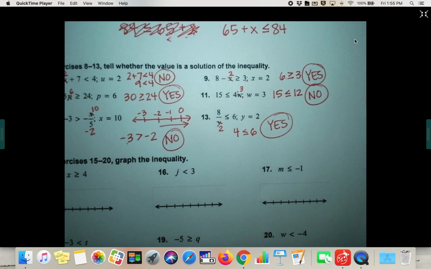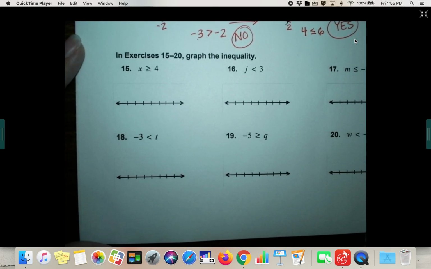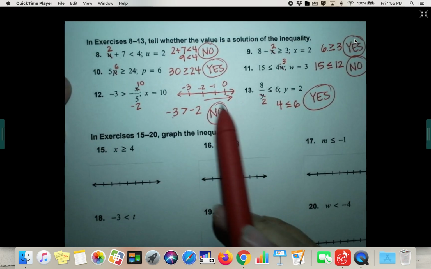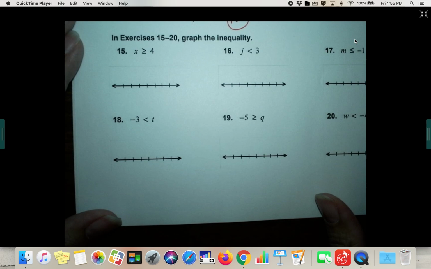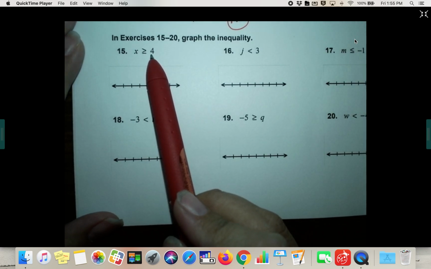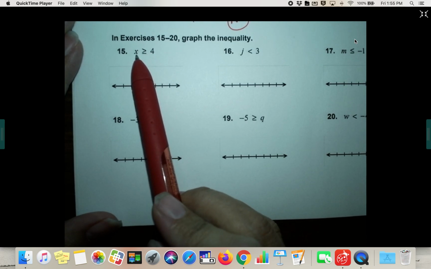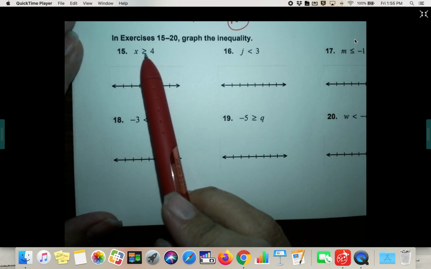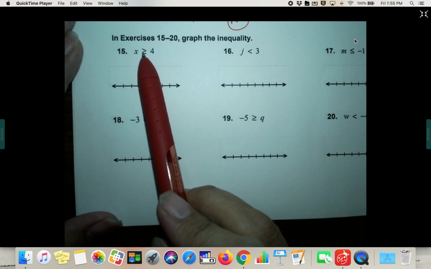All right, the last thing we're going to do is to graph these, and we are going to graph inequalities on number lines. So kind of like what I did here. So we are looking at a number line, and I want you to show what it means to have x be greater than or equal to 4. Now, we don't know what x is. It could be 5, it could be 6, it could be 7, it could be 100, it could be 200. It could be 4 itself, because that would be equal to 4.